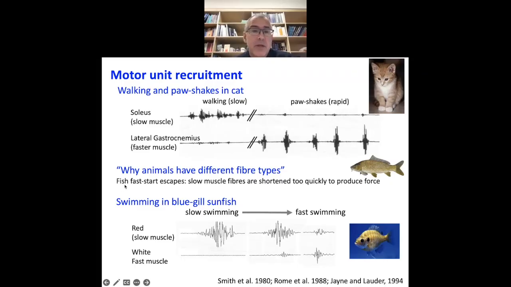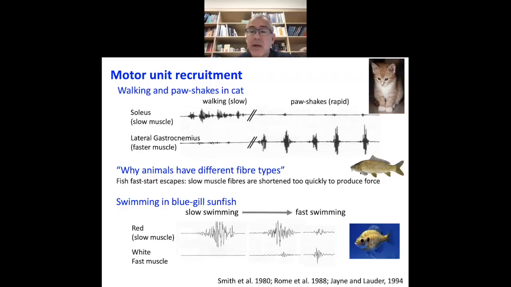Actual data from which fibers are used in fish came a bit later. Jayne and Lauder published data from swimming in a bluegill sunfish. They have measured directly from either the red muscle, which is in a sort of thin band down the side of the fish, or from the white fast muscle, which is the main bulk of the myotomal muscle. During slow swimming, it's just the slow muscle which is activated. At intermediate speed swimming, which is the graph in the middle, you still have the slow muscle activated, and you additionally get some fast muscle activated.